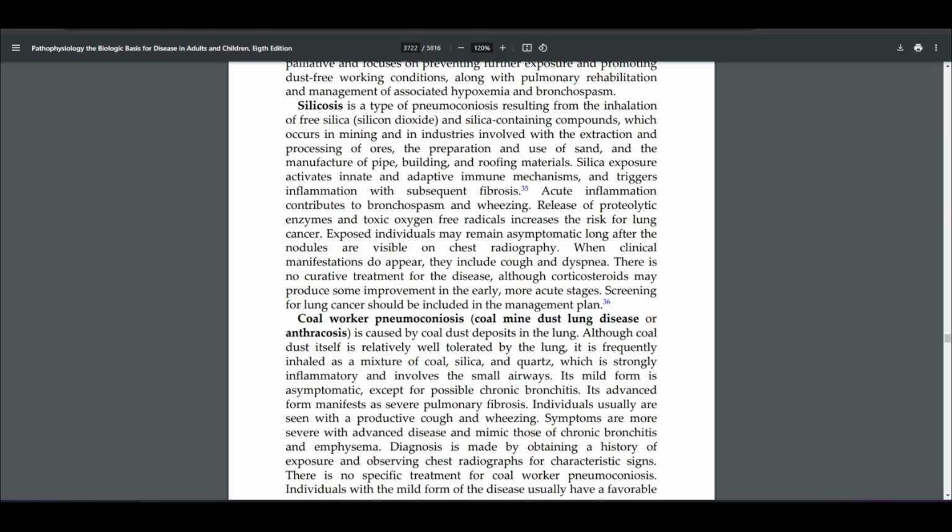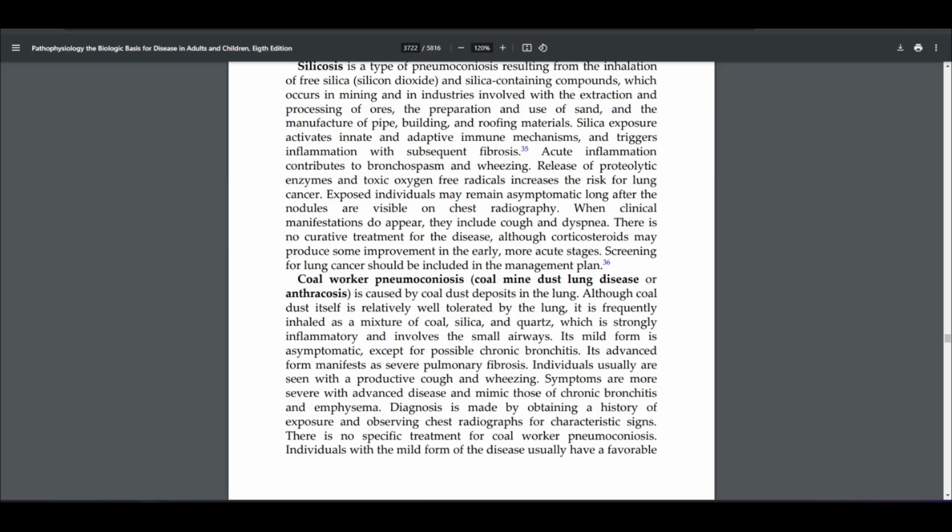Acute inflammation contributes to the bronchospasm and wheezing, release of proteolytic enzymes, and toxic oxygen free radicals increases the risk for lung cancer. Exposed individuals may remain asymptomatic long after the nodules are visible on chest radiography. When clinical manifestations do appear, they include cough and dyspnea. There is no curative treatment for the disease, although corticosteroids may produce some improvements in the early, more acute stages. Screenings for lung cancer should be included in the management plan.